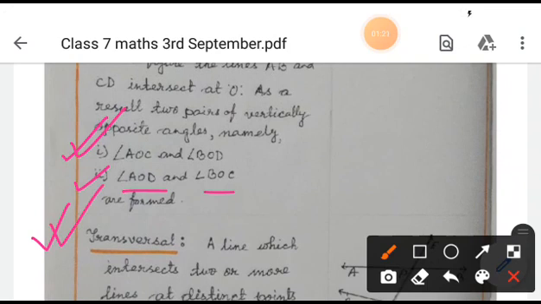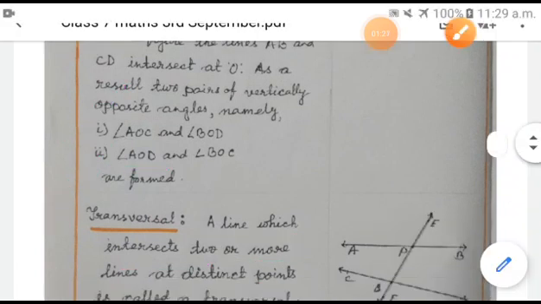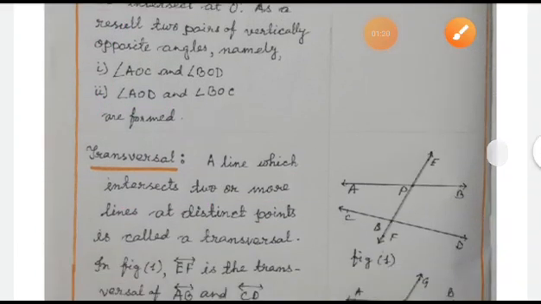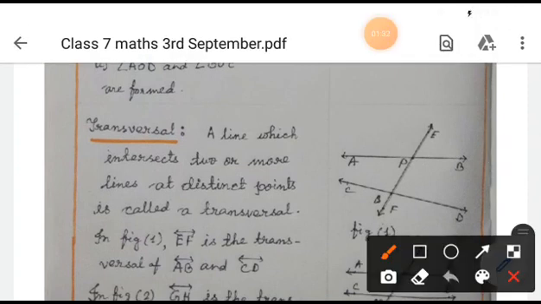Next is transversal. What is transversal? A line which intersects two or more lines at distinct points is called a transversal. So here you can see that this is a line AB, this is another line CD, and the line EF is intersecting these two lines at 2 points. At first it is intersecting at point P over here, and the next is this particular point. So at these 2 points, the line EF is intersecting the lines AB and CD.